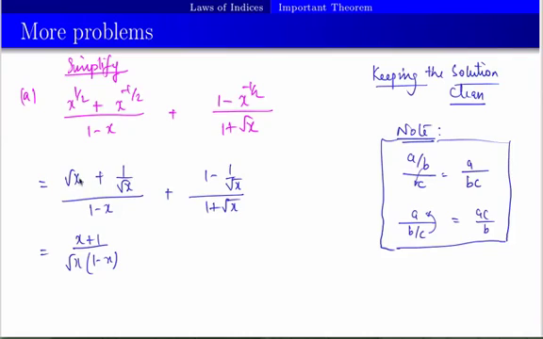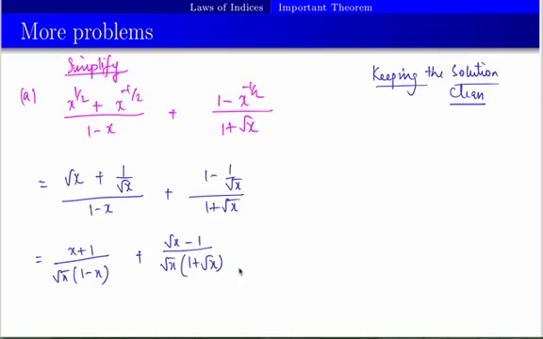Numerator created, cross multiplication created x plus 1 upon root x, and that root x came down, plus, if I cross multiply, I'll get root of x minus 1 upon square root of x into 1 plus square root of x. So I've just done cross multiplication, and I have used the simple division multiplication. So the next step would be, now if you see here, I have root x here, I have a square root of x here, I have 1 minus x here, I have 1 plus square root of x.